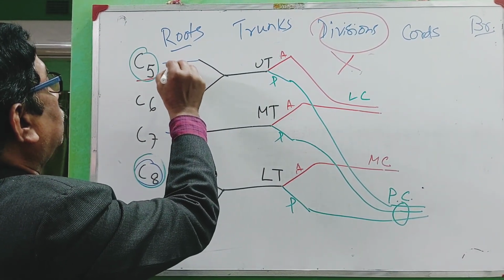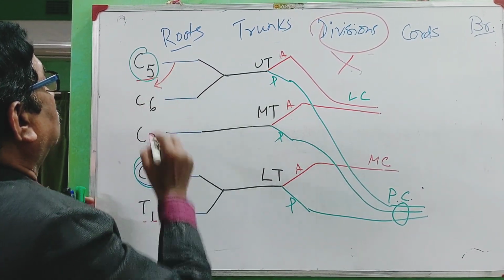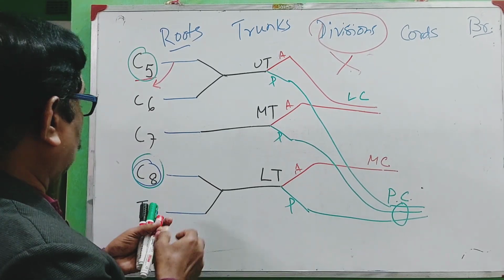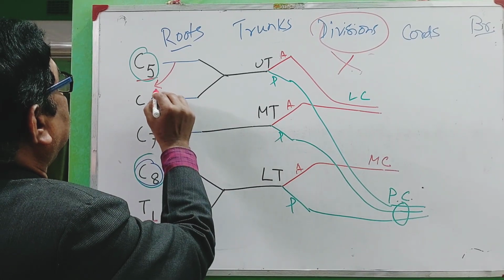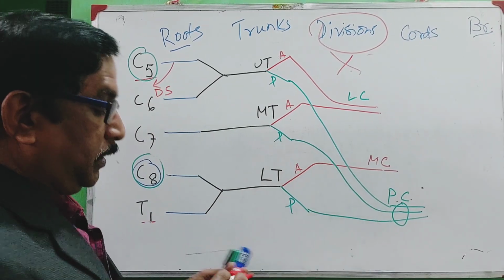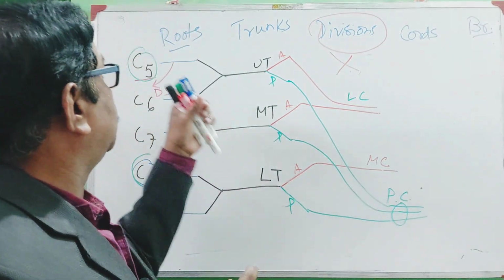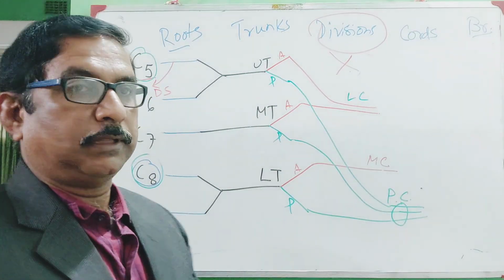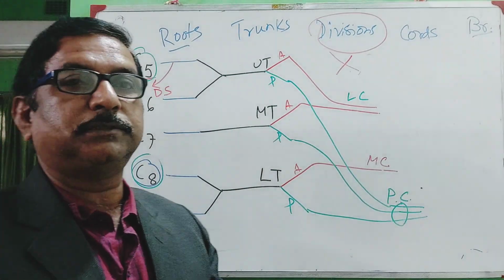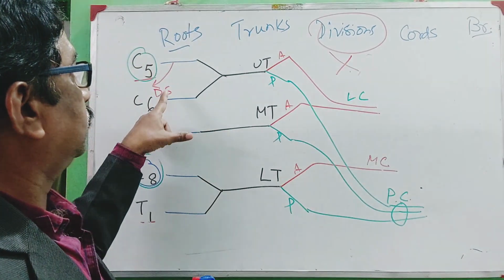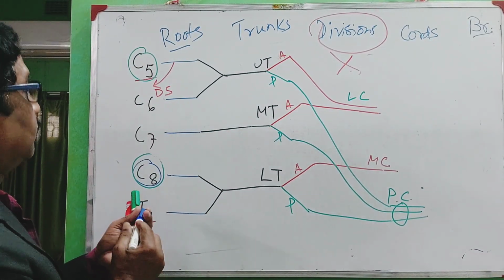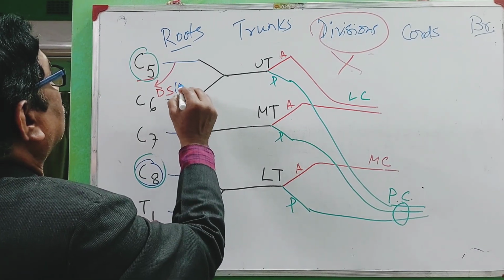From the C5 root, one branch called dorsal scapular nerve, dorsal scapular or DS. This dorsal scapular root value will be C5 then. Then this nerve supplies the rhomboideus muscle and levator scapulae. This is C5 root.